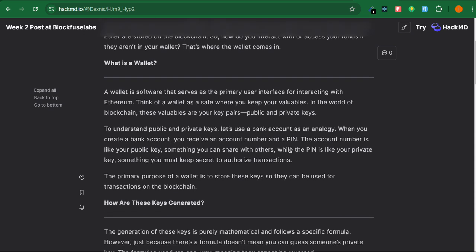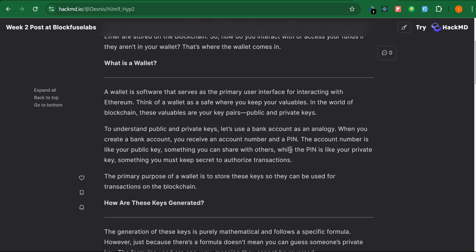Okay. Now, to understand public and private keys, let's use a bank account as an analogy. When you create a bank account, you receive an account number and a PIN. The account number is like your public key, something you can share with others. Of course, that's what you share with others to receive transactions. The PIN is like your private key, something you must keep secret to authorize transactions. So when you share your address with others to send funds to you, that address is like your account number. When you want to send funds to other people, what authorizes your transaction is your private key.